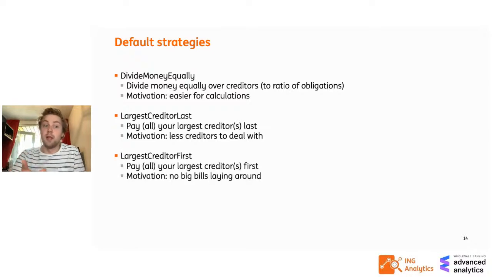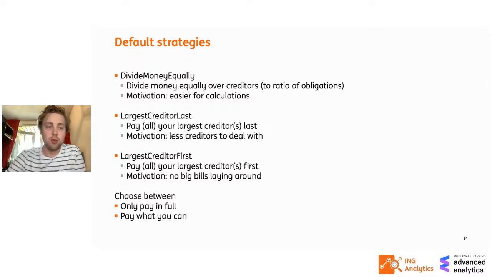And you can also do this the other way around. So you pay your largest creditor first so that you get rid of the large bills, and these small bills, you hope everything will be fine about them. So you won't have any big bills lying around. And there's one more flavor to choose. When you cannot pay a bill, so for the largest creditor last or first, you stack these bills.